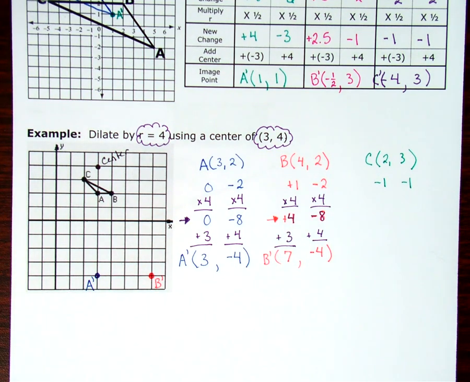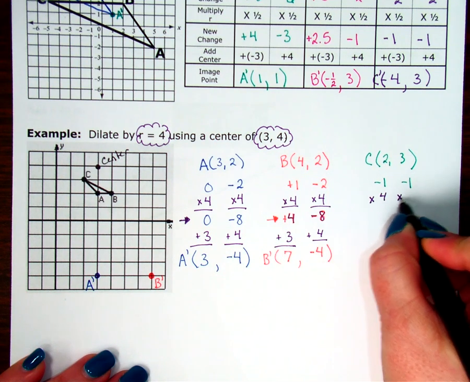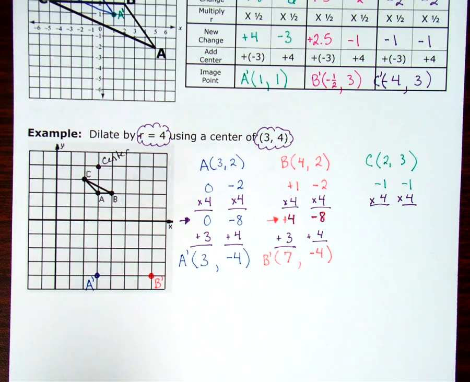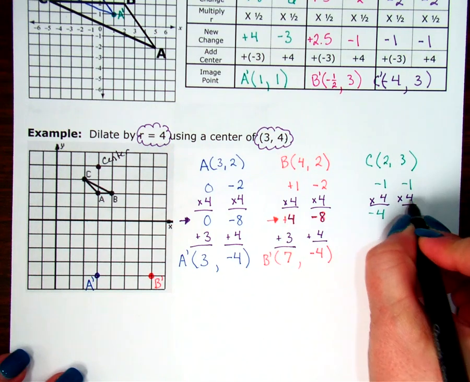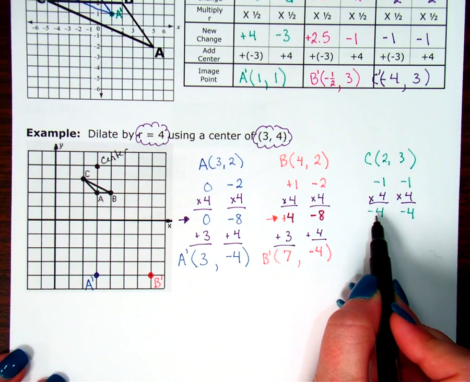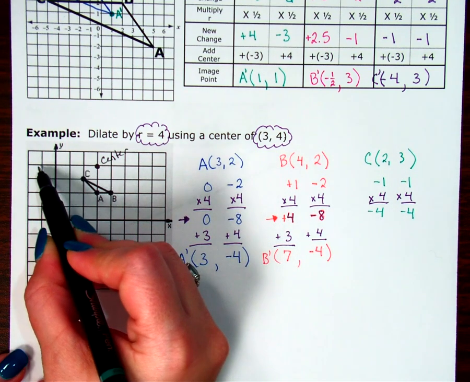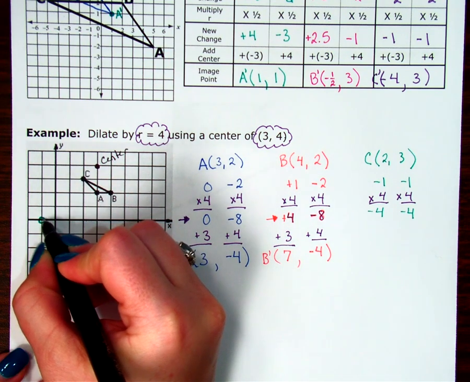I'm going to multiply those by the scale factor. Negative 1 times 4 is going to be negative 4. So both times I'm going to have negative 4. So again, I can use that, and from my center I'm going to go negative 4 and negative 4. That's where my C prime is going to be.